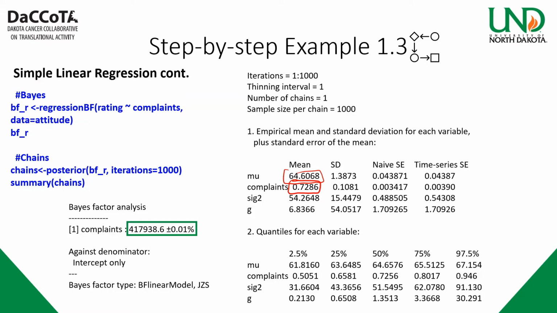Another thing that's helpful in the summary is you can get quantiles. This gives us the numerical version of our graphs. We can see that with 95% confidence, the slope of the complaints is going to be 0.5 to 0.94. So that's greater than 0, and we can commonly say, yeah, that looks like there is some positive linear relationship.